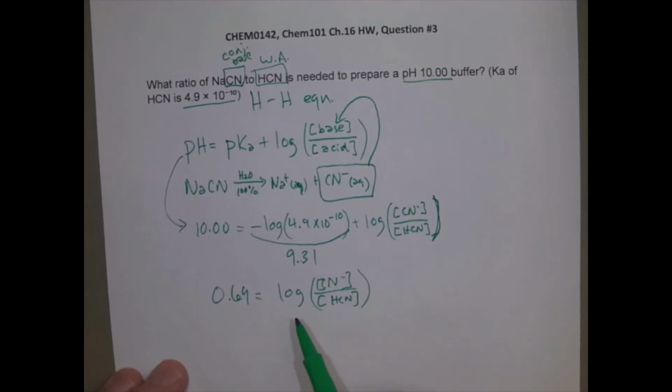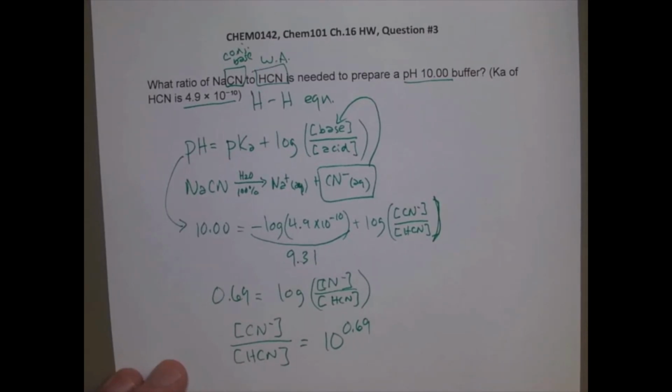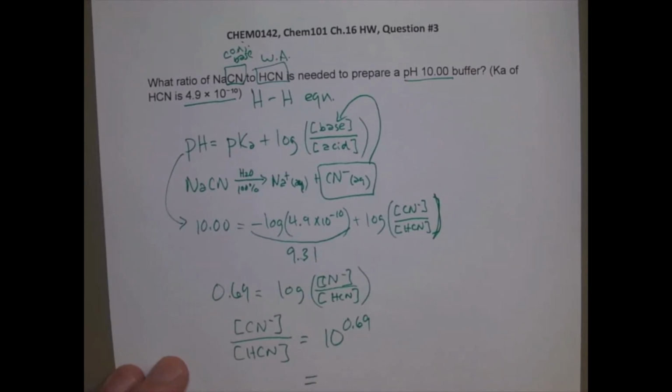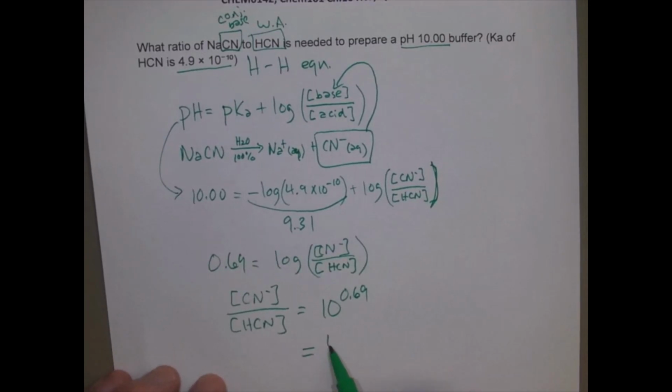And so the way to get rid of this log term and turn it into this ratio of base over acid, remember you just raise 10 to the power of this number. This answer is an exponent on the base 10 that gives you the quantity in the parentheses. So the concentration of sodium cyanide to hydrocyanic acid is equal to 10 raised to the power of 0.69. And once again, if you plug that into your calculator, what you get is 4.9. And that's your answer.